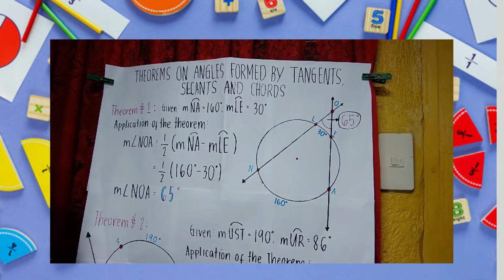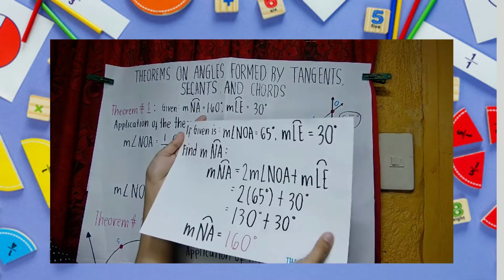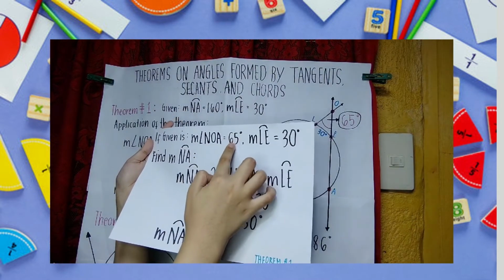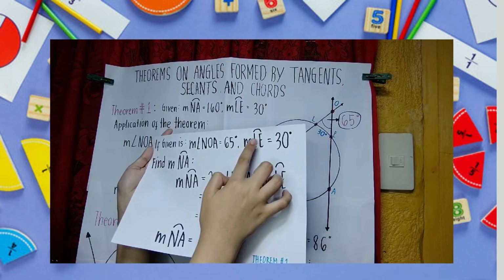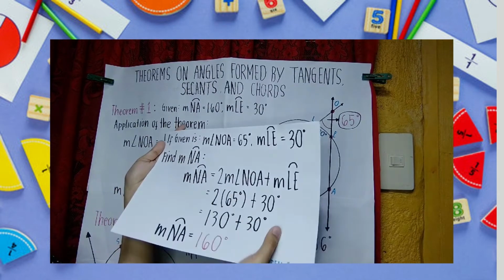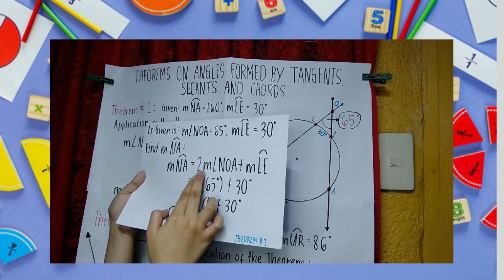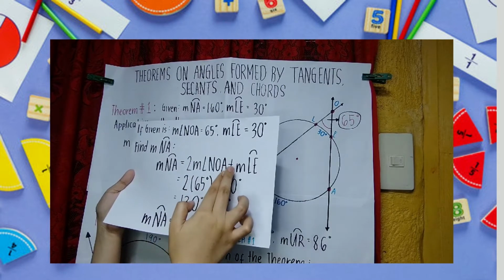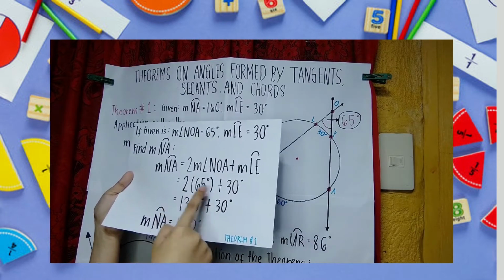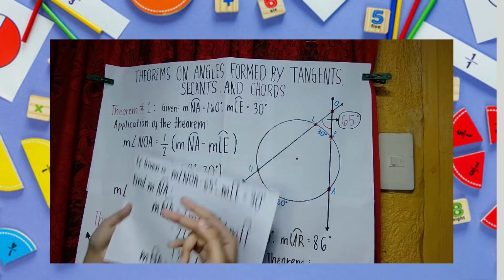Now, what if the missing measure is the arc NA? What are we going to do about it? If given is the angle NOA, which is equal to 65 degrees, and the measure of arc LE, which is equal to 30 degrees, how do we find arc NA? We find the measure of arc NA by 2 times the measure of angle NOA plus the measure of arc LE, which is 65 times 2 plus 30, which will be equal to 160 degrees.